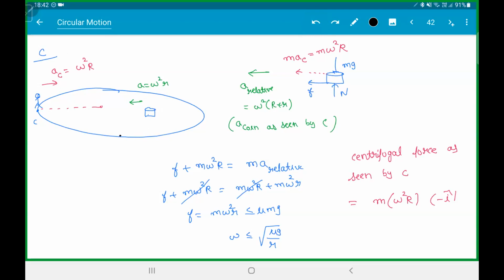I hope everyone is getting the hang of what is centrifugal force now. It simply depends on the observer. Only difference here is a rotating frame. I'll just turn the page.